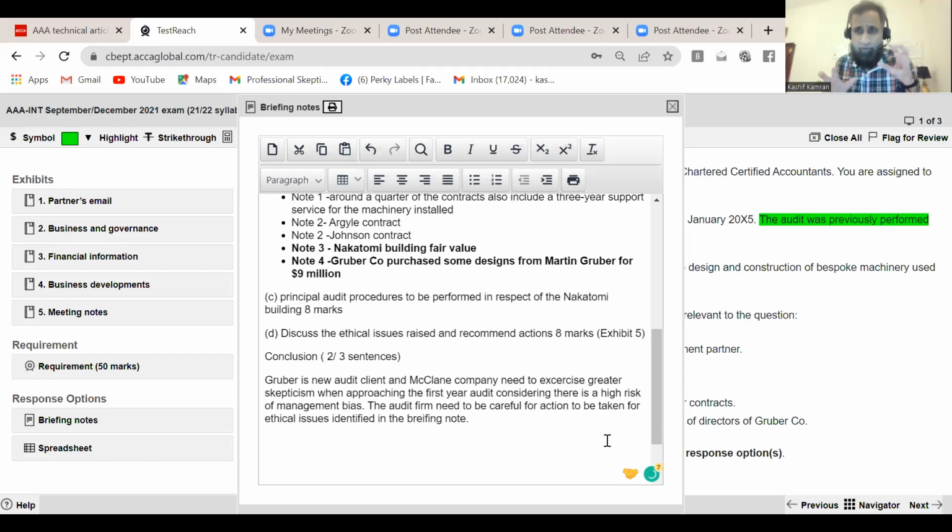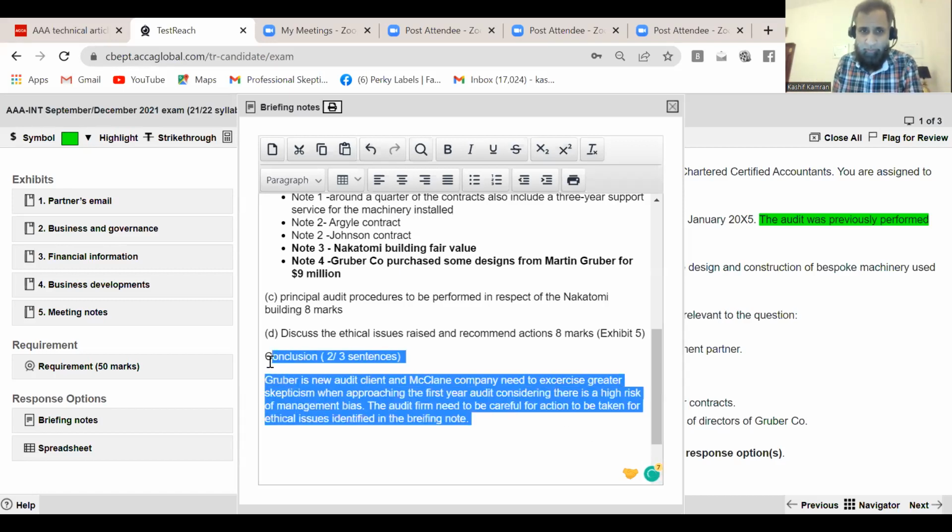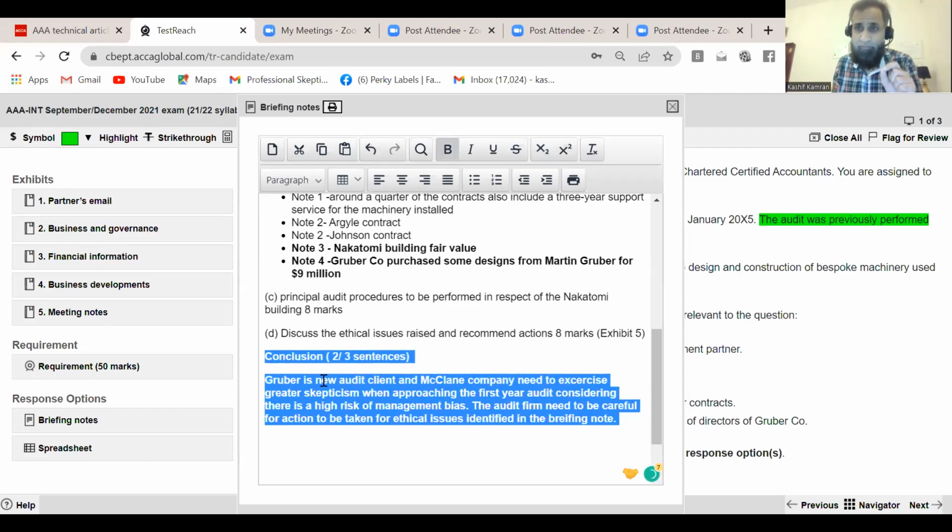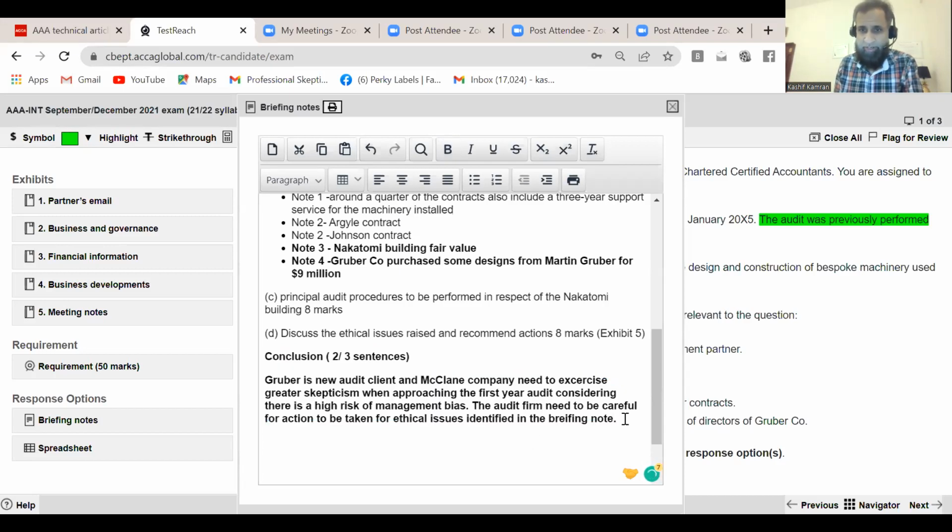You cannot give a conclusion of every requirement, but you just need to give a conclusion of the major answer. So to me, the major answer is ethics and risk. Planning matters and procedures is secondary. You cannot give a conclusion of planning matters and procedures, right? So this is how long our conclusion should be. But the conclusion is a must at the end of the briefing note. You cannot give a conclusion after every requirement. You have to give a conclusion at the end of the requirement. I hope you're all clear with this, right?